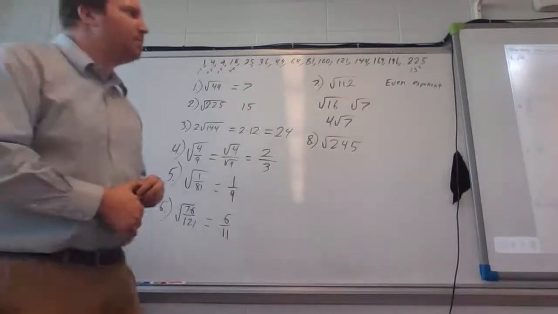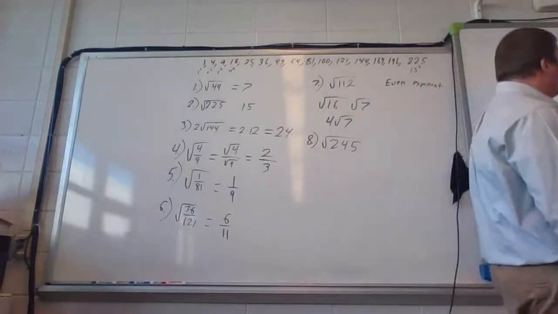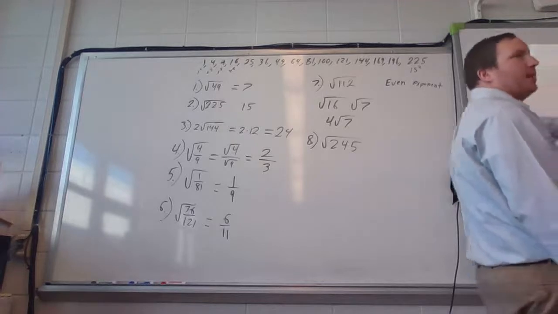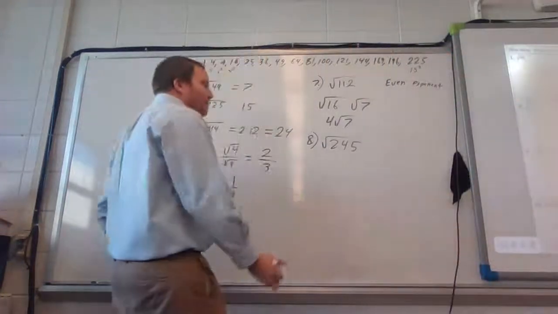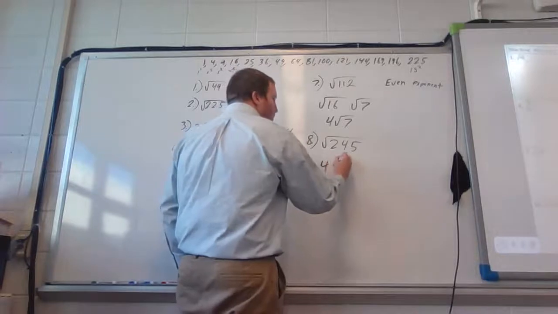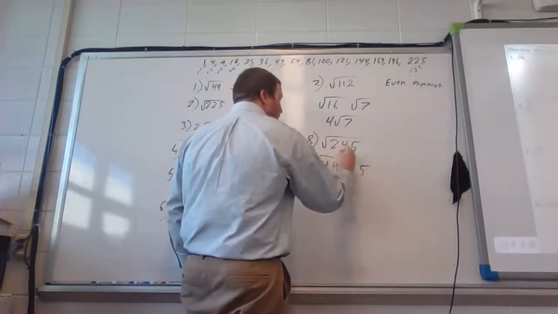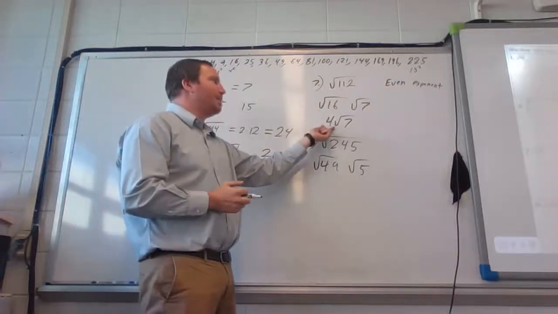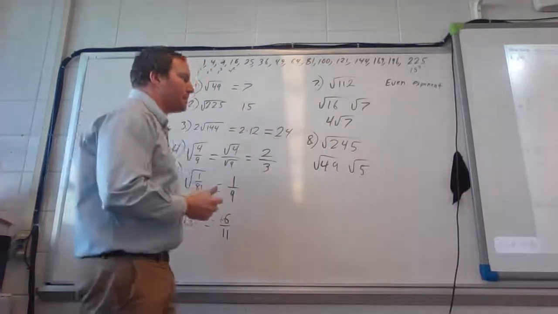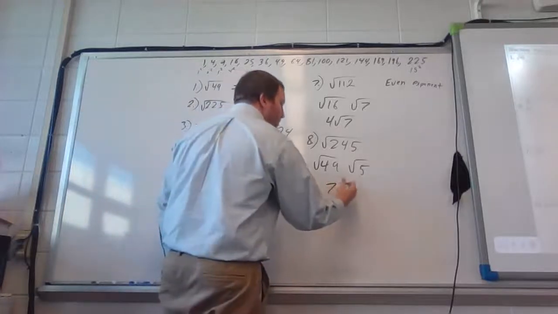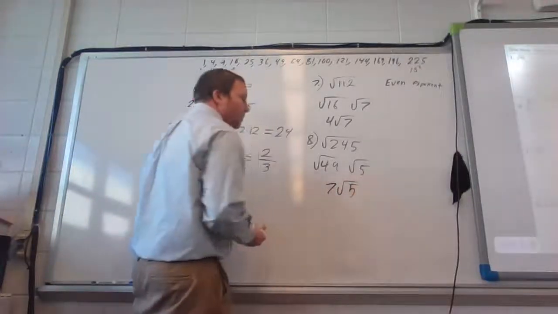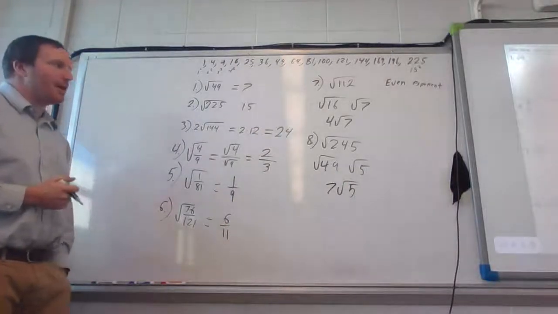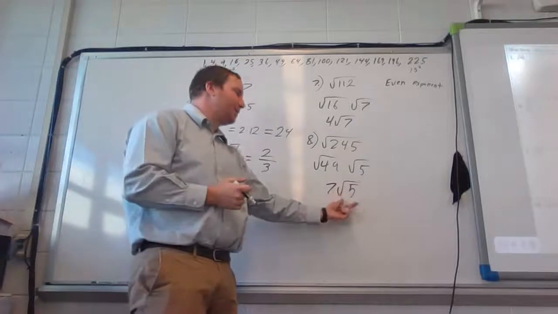So looking down, kind of looking in this row, 49 is one of our perfect squares, right? Yeah. So 49 times 5. Does 49 go first? I always put my perfect squares up front because that number is going to end up out front. And then it'll be 7 with the square root of 5. So the square root of 49 gets a 7, and that square root of 5 just stays. It's our leftover.